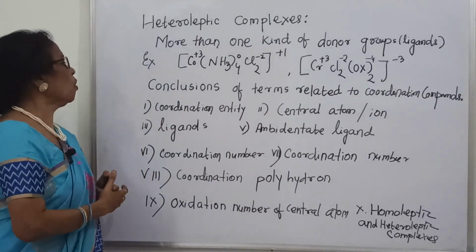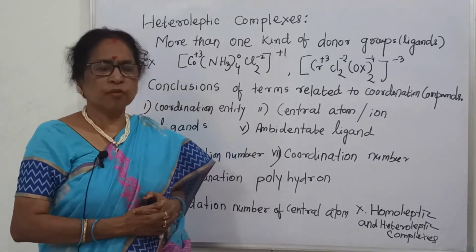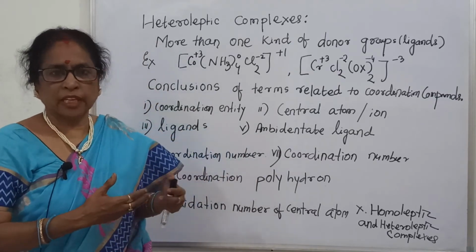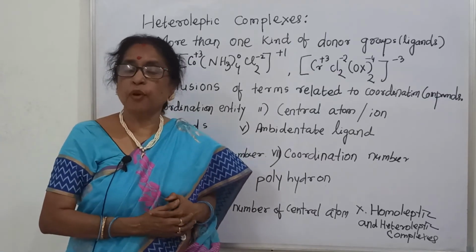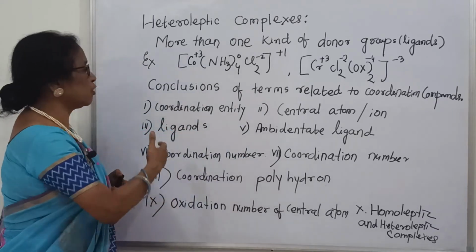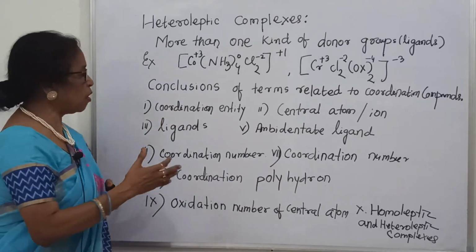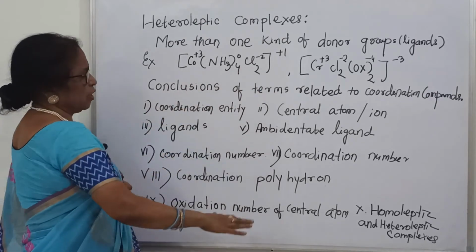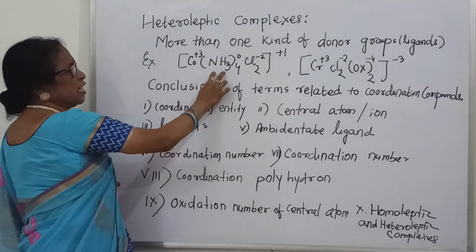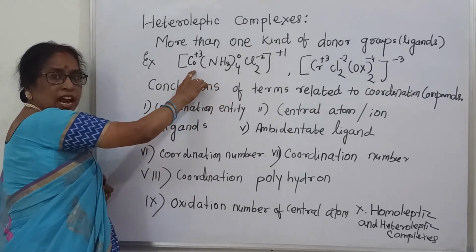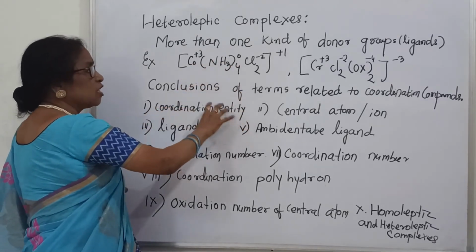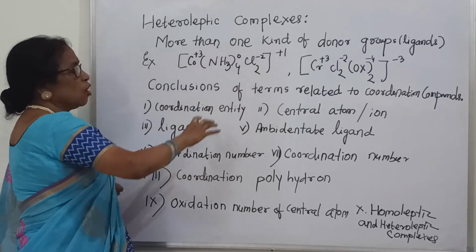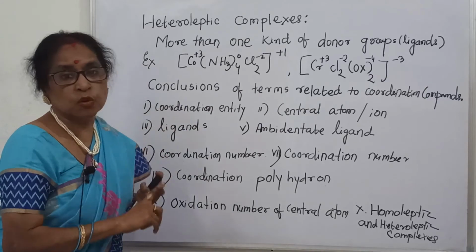Now I want to go through the conclusion of the terms related to coordination compounds from the 4th A video, where I have explained all the terms related to coordination compounds. Let us start with coordination entity. Can I take one example here also? Coordination entity means the ligands and the metal atom or ion bonded to the central metal atom, that is called the coordination entity. What is a coordination entity?